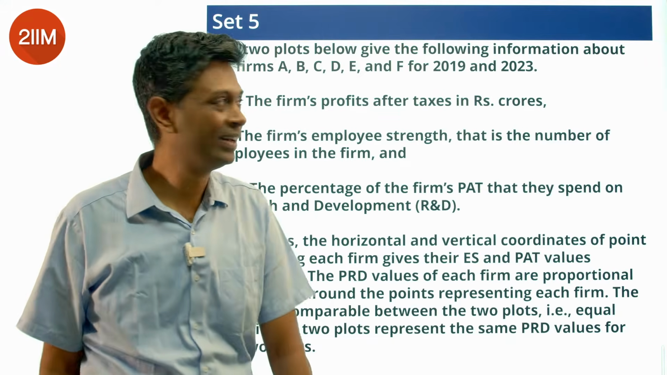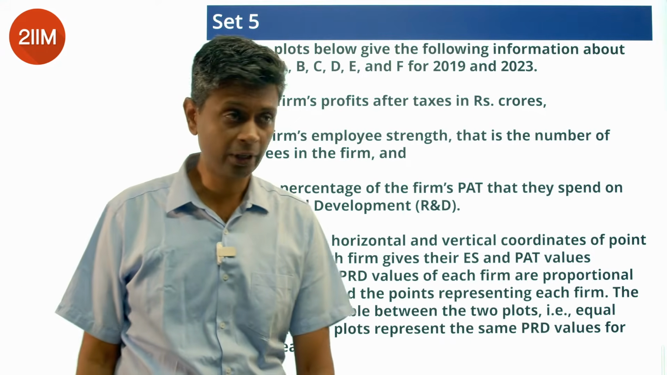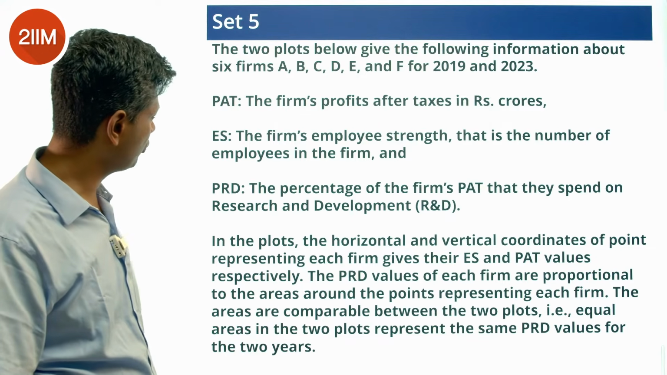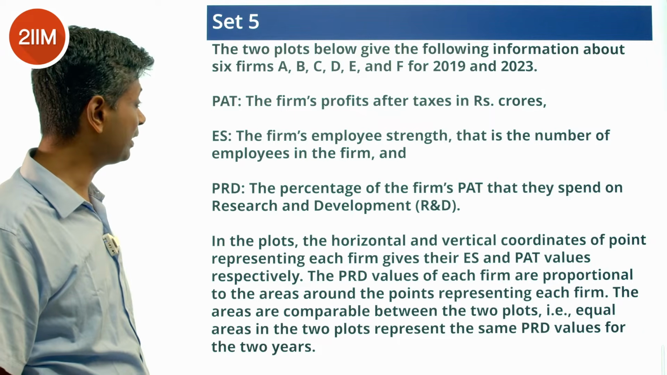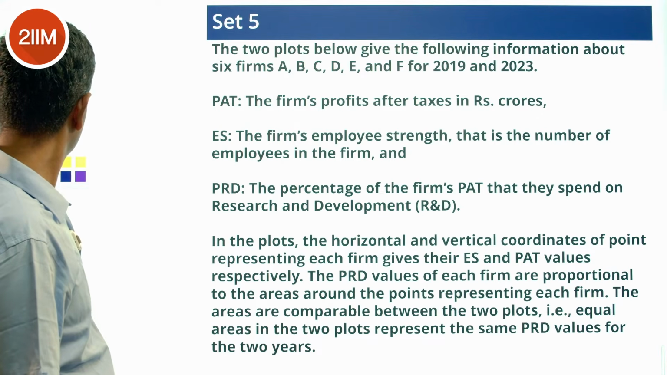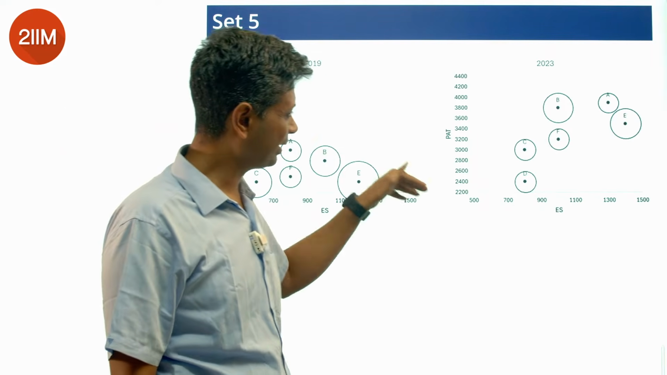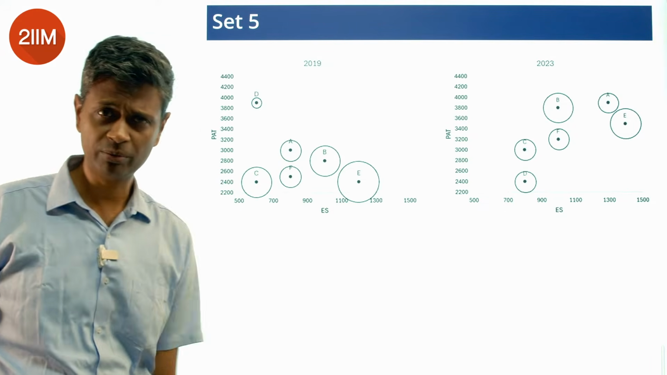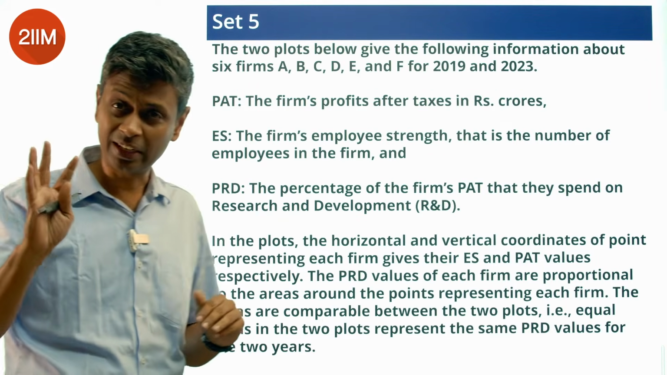Two plots below give the following information about 6 firms A, B, C, D, E and F, 2019 and 2023. PAT, the firm's profits after taxes in rupees crores. ES is the firm's employee strength, that is the number of employees in the firm. PRD, the percentage of the firm's PAT that they spend on research and development. I want to have one look at what is being shown. PAT ES 2019, PAT ES 2023, 6 firms A, B, C, D, E, F, 6 firms there, all good. And then the PRD, we'll have to figure that out.